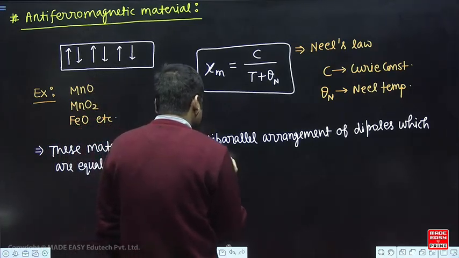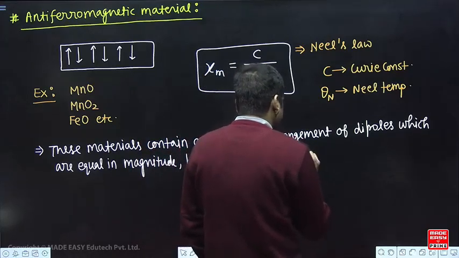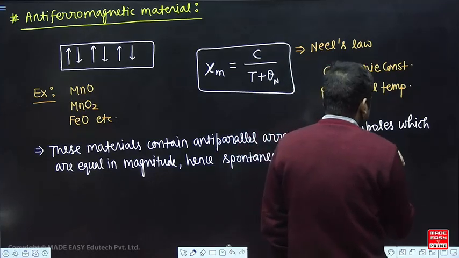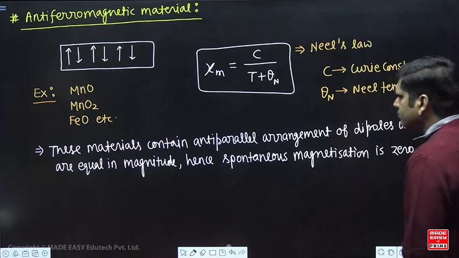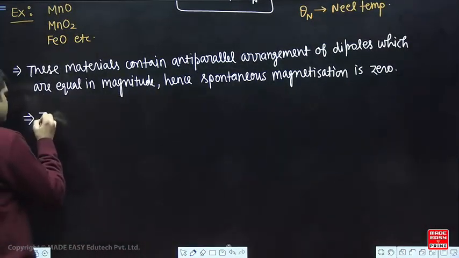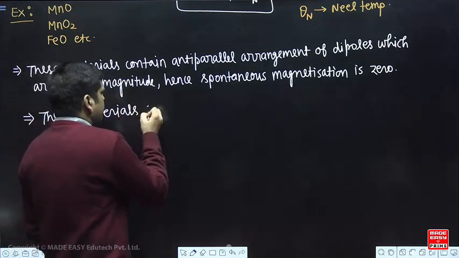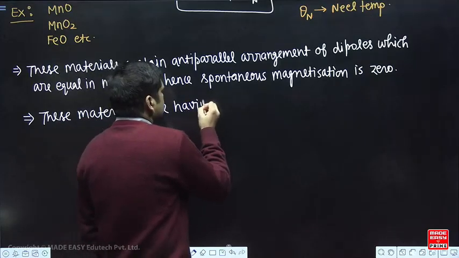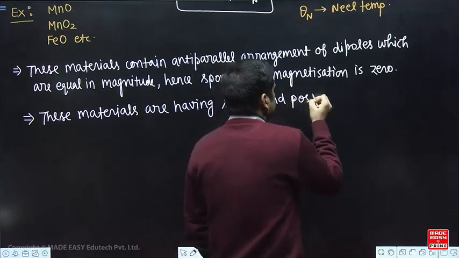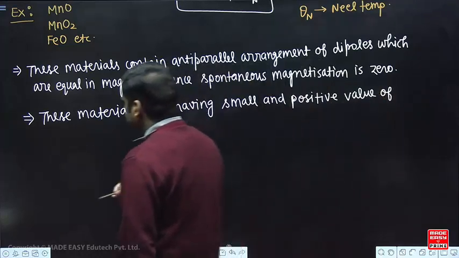Hence, spontaneous magnetization is zero. These materials are having small and positive value of magnetic susceptibility.